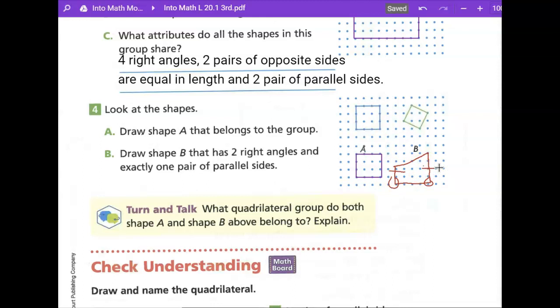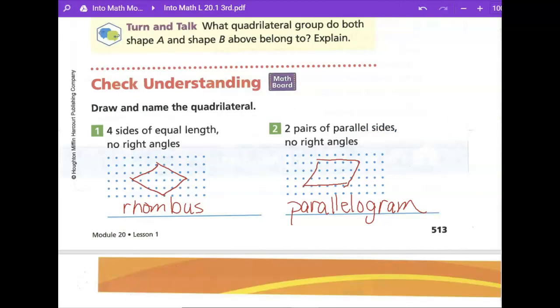Okay. You're done with that? Go ahead and try to check your understanding. Okay, so this one with no right angles but sides of equal length can probably also be a parallelogram, but in this case it's a rhombus. And then you could draw a parallelogram over here.